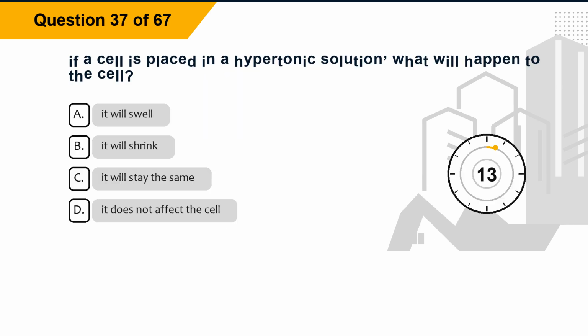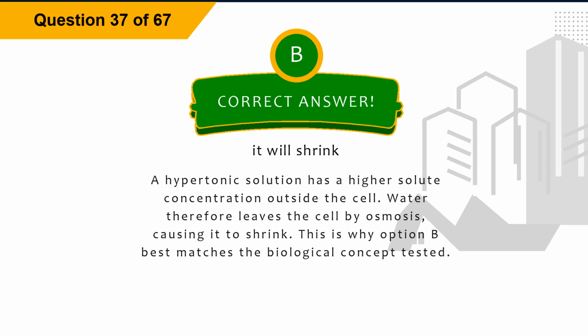Question 37. If a cell is placed in a hypertonic solution, what will happen to the cell? Option A, it will swell. Option B, it will shrink. Option C, it will stay the same. Option D, it does not affect the cell. The correct answer is option B, it will shrink. Explanation. A hypertonic solution has a higher solute concentration outside the cell. Water therefore leaves the cell by osmosis, causing it to shrink.